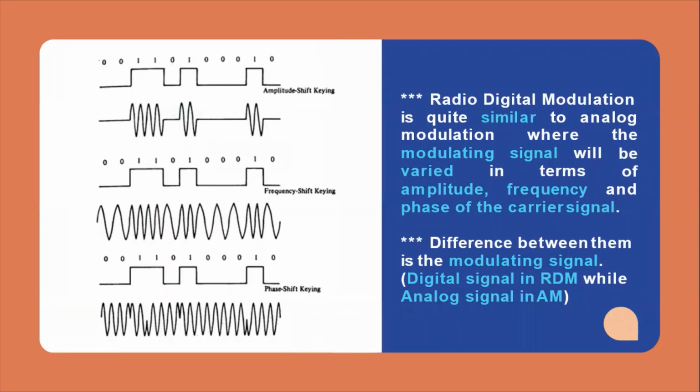Actually, RDM is quite the same as analog modulation, as the modulating signal of both methods will be varied in terms of amplitude, frequency, and also phase. The only difference is the type of their modulating signal. Analog modulation applies an analog signal as its modulating signal, while RDM applies a digital signal instead.